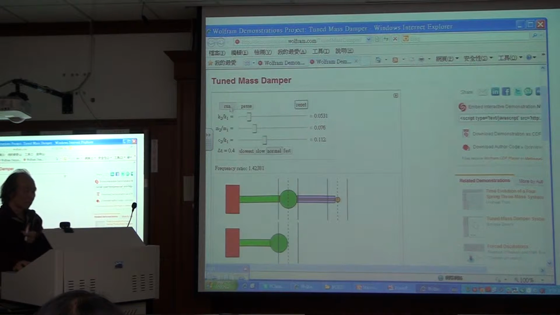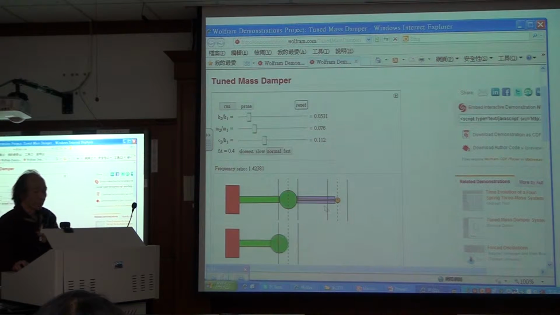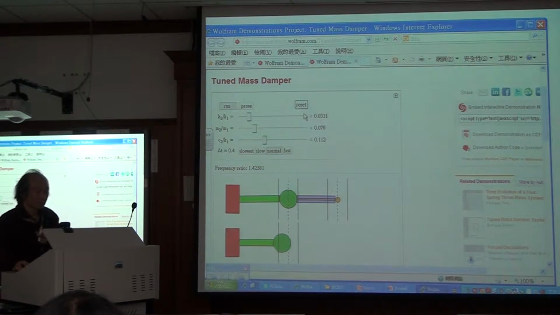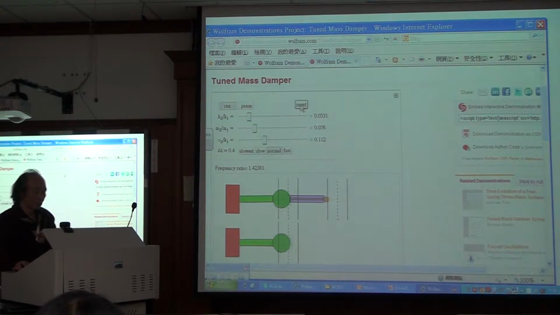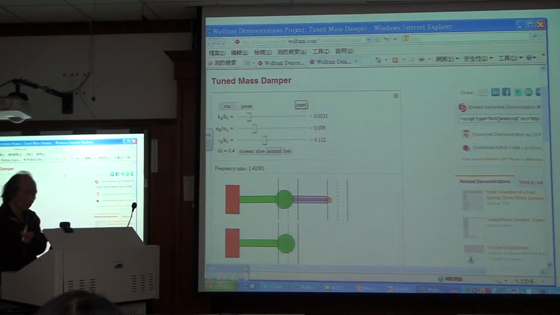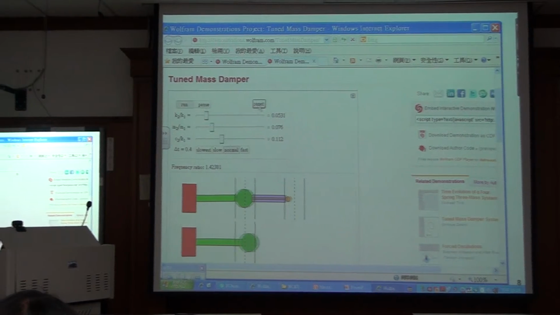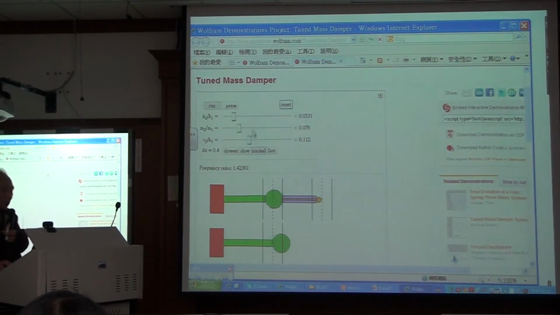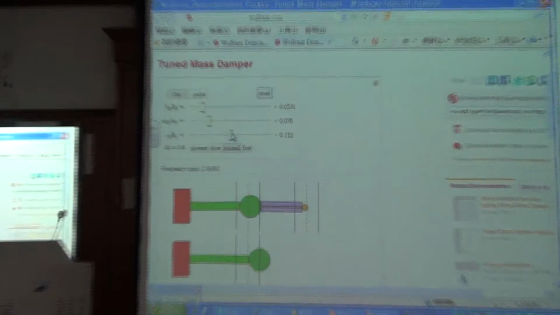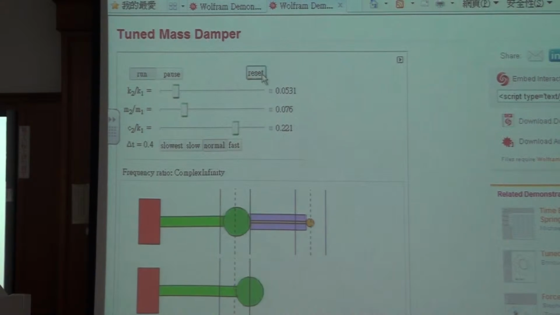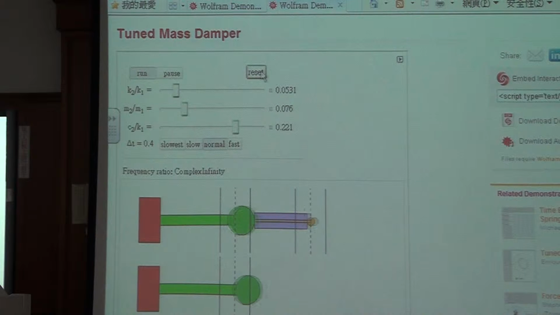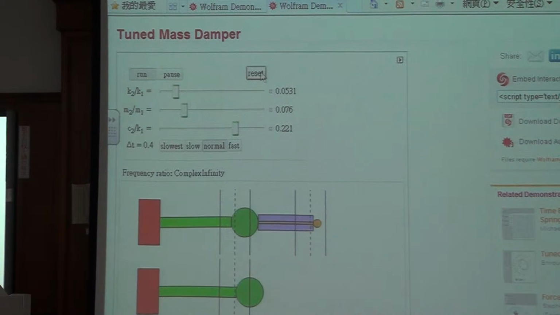This is from a Mathematica program. Reset. Okay. All right. Now it moves. Now you can see the differences. Every time you change, if you change this to be larger and larger, and then we call reset, then you can see that the motion will be a little bit different.